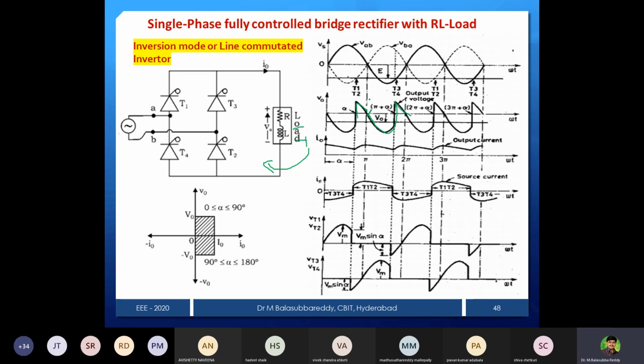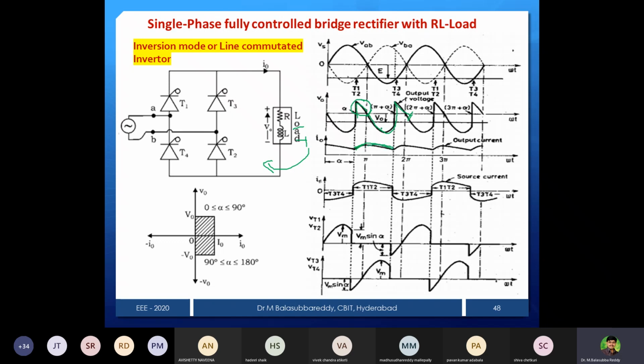So pi plus alpha, T3, T4 will conduct, then output is same as source, and again 2 pi plus alpha, and the cycle is going to be repeated. In the current waveform, we can notice that the small duration is charging. So that's why it will charge the current like this. And after that, gradually it is discharging.